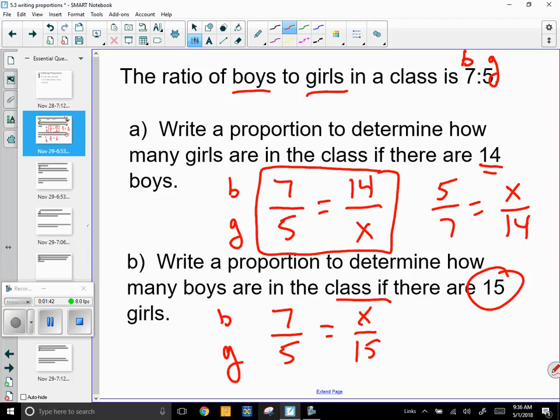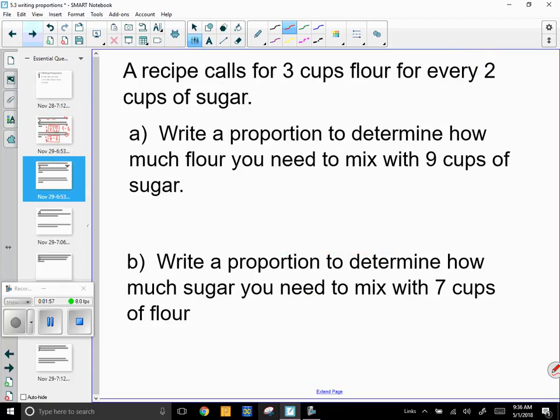So on the homework, you're going to be asked to write proportions. I know it's tempting to solve these because they're pretty straightforward. I would just do times 2 and get 10. But that's not the point of this lesson. We're just writing proportions. All right, next slide. You might want to pause the video and try these two on your own now that you saw me do the first two, and come back when you're finished.